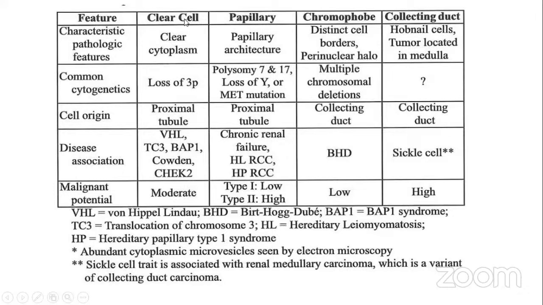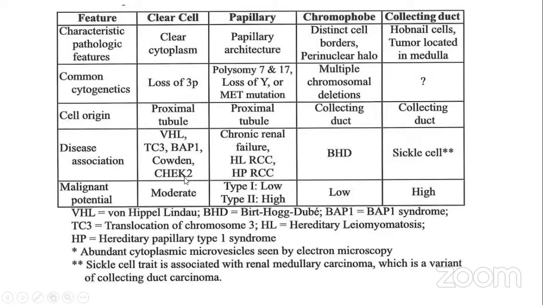The diseases associated with clear cell include von Hippel-Lindau, TSC, and BAP1, and also Cowden syndrome mutation. All these are diseases associated with clear cell. Chronic renal failure, hereditary leiomyomatosis RCC, and HPRC are all associated with papillary. Chromophobe is associated with Birt-Hogg-Dubé syndrome. The collecting duct, specifically the medullary one, is associated with sickle cell disease or sickle cell trait.